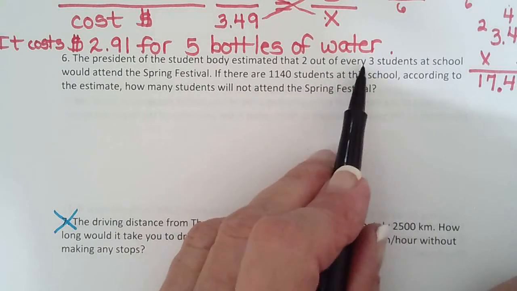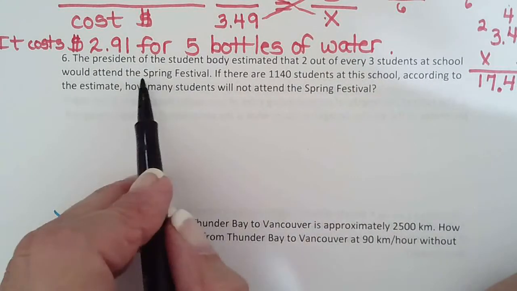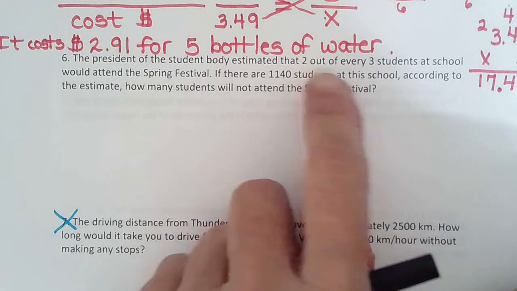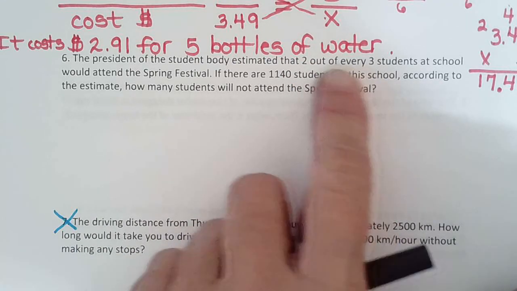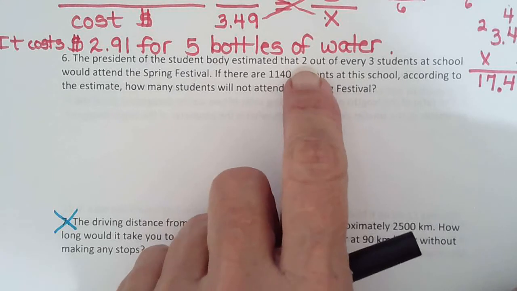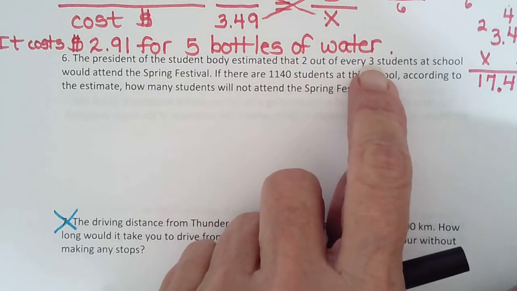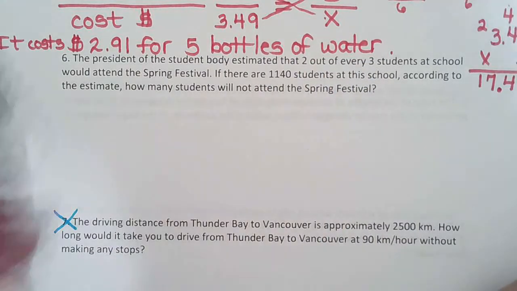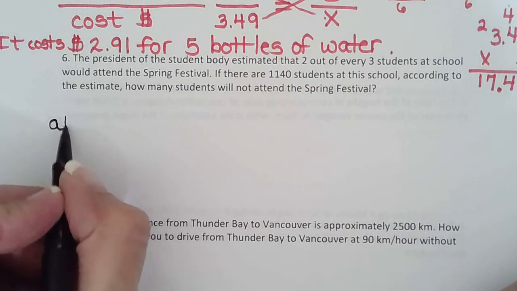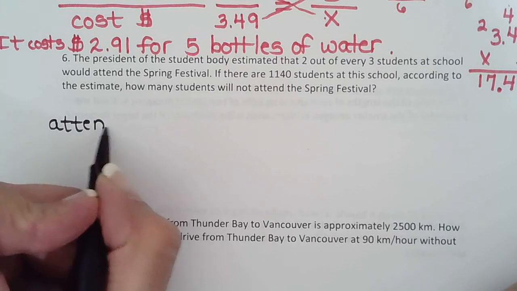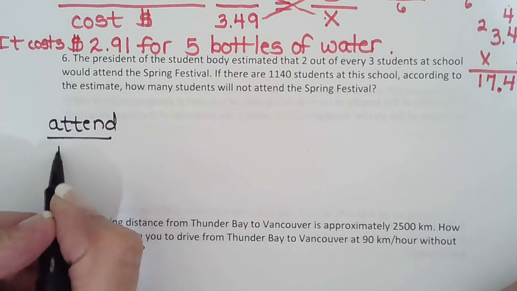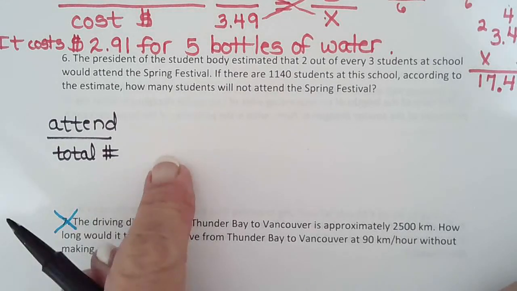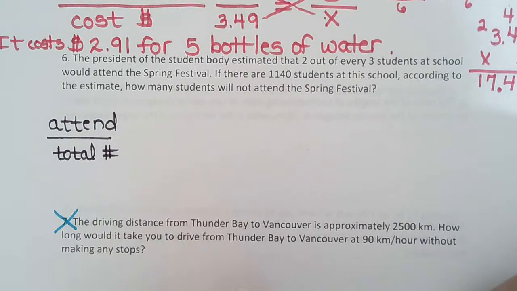So 2 out of 3 students attend the spring festival. So remember what this means when they write stuff like this. This is like the dentist problem. 2 attend out of every 3 you ask. So this is the total number asked. This is how many attend. So your labels would be attend and total number. So if 3 people were asked, 2 would attend.